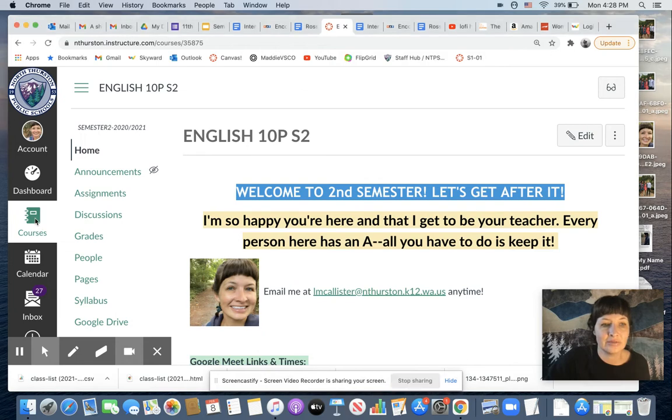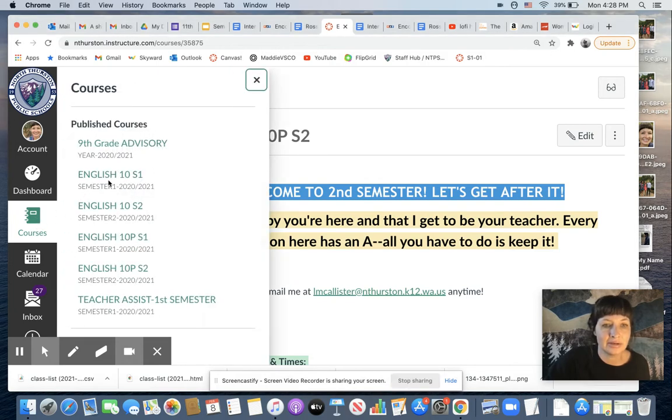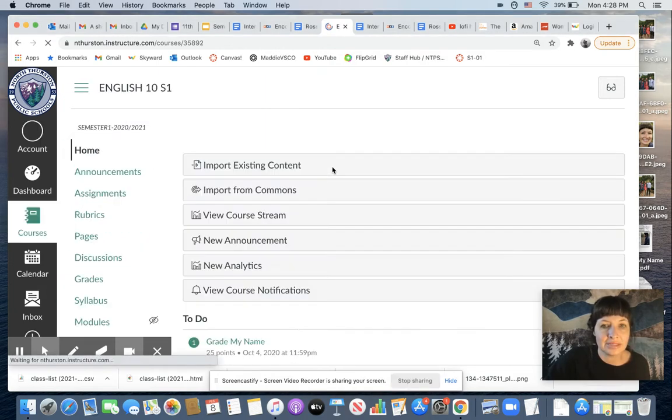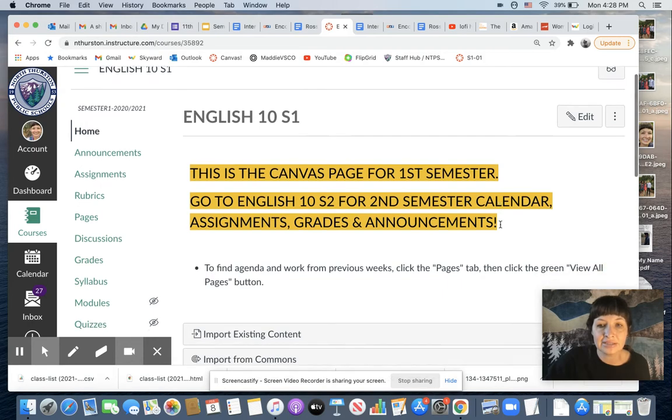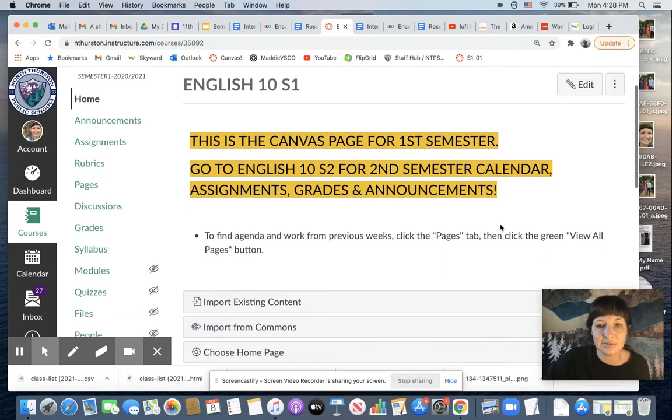Here's what it'll look like if you do log into semester 1. It'll show you just this. This is the Canvas page for first semester. Go to English 10, semester 2 for second semester calendar, assignments, grades, and announcements.